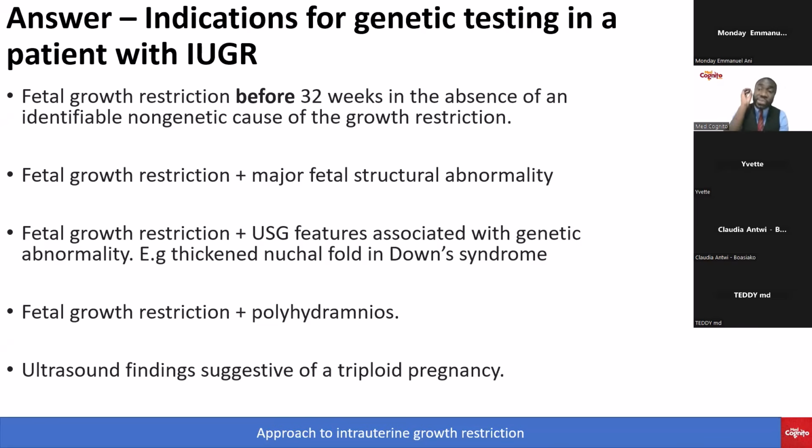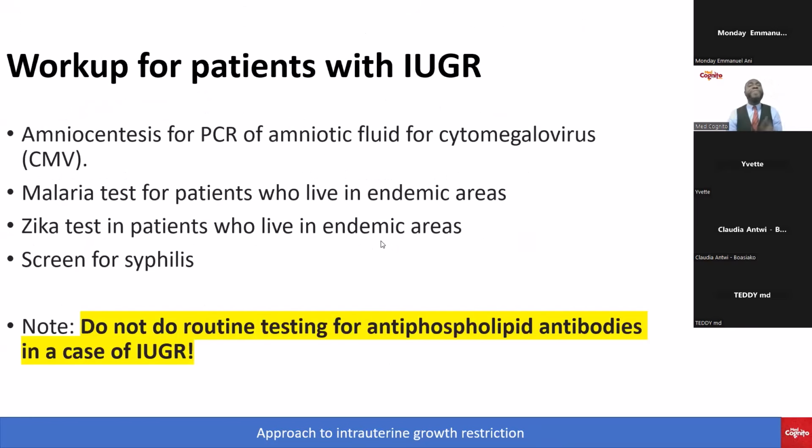Let me say it again. Indications for genetic testing in a patient with IUGR. You have to know them. You have to memorize them. You have to write them down. Now, if you have a patient with IUGR, what further workup will you do? You want to do amniocentesis for PCR of amniotic fluid for cytomegalovirus.